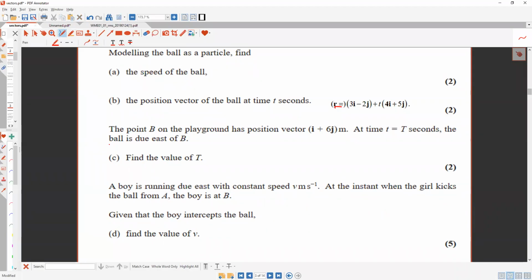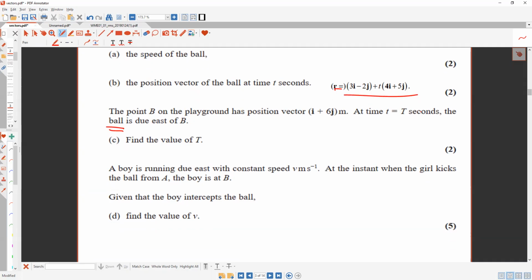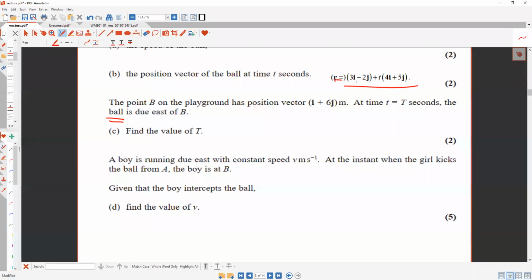Okay. So they said the ball is due east of B, when the point B on the playground has a position vector. What are the coordinates of the ball at any given time? The coordinates of the ball at any given time is this. Now, what did they say? Due east, right? If it is east, your J value will be same. So what is the J value of point B? 6. What is the J value of the ball? -2 plus 5t. Is this clear with everyone the way I did this?